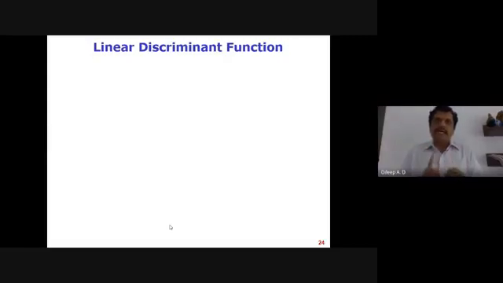Each discriminant function has its own parameters that specify it, and in the process of learning, we are trying to learn those parameters. That is the important thing you keep in mind. Okay, so with this we'll go forward.